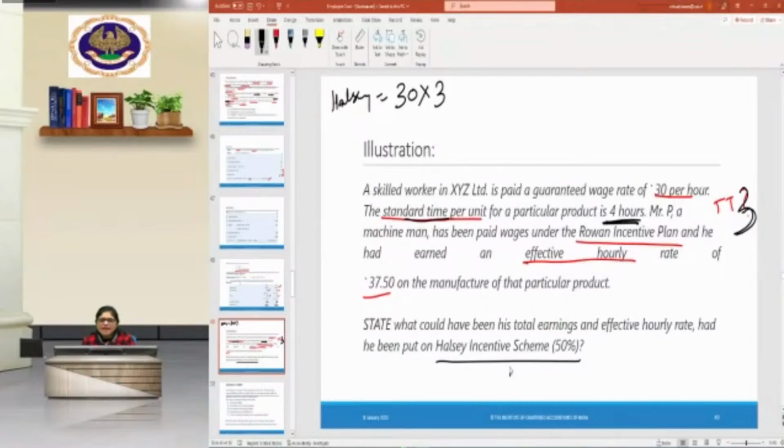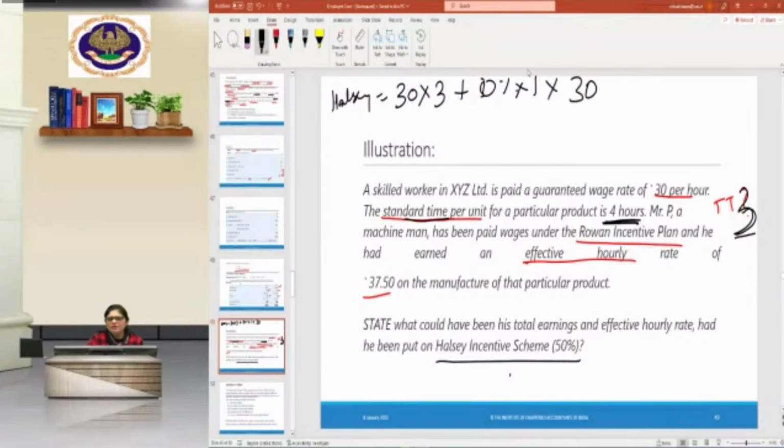So now we are calculating for Halsey incentives. Since as per Rowan we have calculated the time taken as 3, now we'll be calculating the total earnings for the Halsey method. So rate per hour into time taken plus 50% of time saved. The time allowed was 4 hours. The time taken is 3 hours. So the time saved is 1 hour. The Halsey premium is 50% into 1 hour into rate per hour, which is 30.